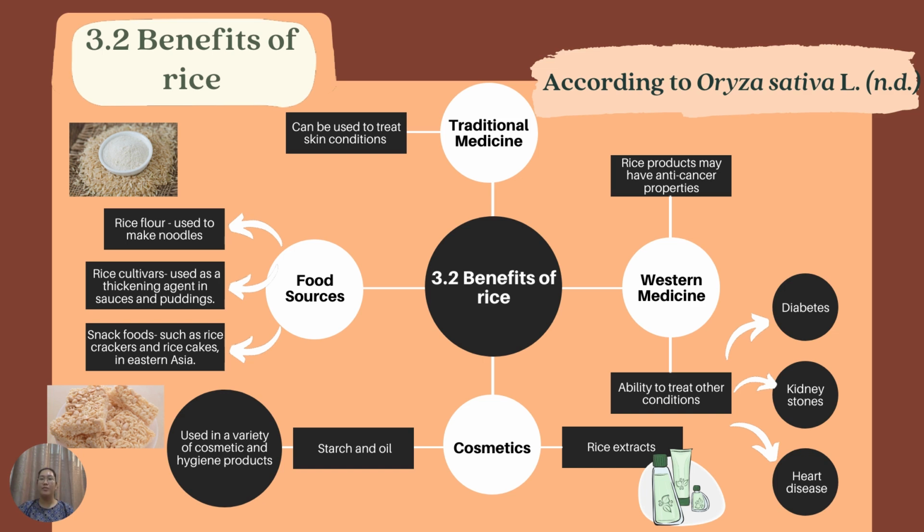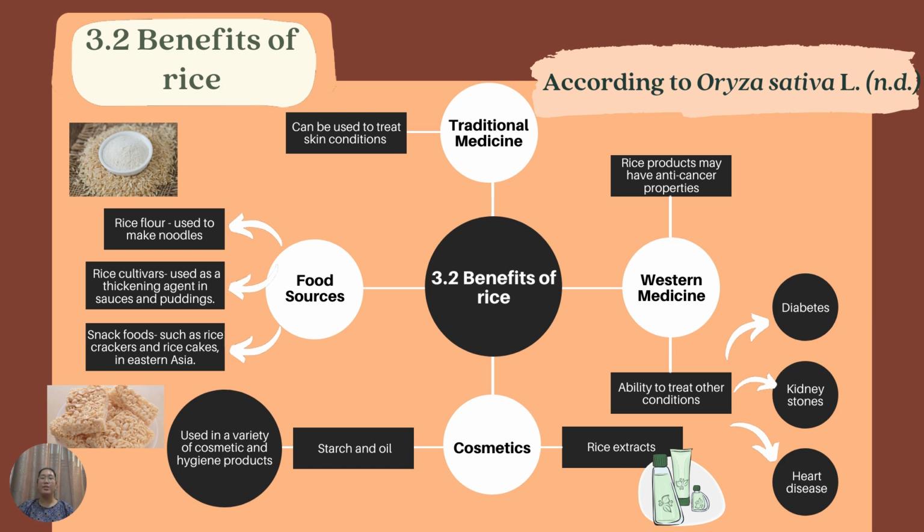Rice has many uses: food sources, traditional medicine, Western medicine, and cosmetics. In food sources, rice flour is gluten-free and typically used to make noodles. Aside from that, rice cultivars are used as a thickening agent in sauces and pudding. Other than that, rice also has snack foods in Eastern Asia, such as rice cracker and rice cake.